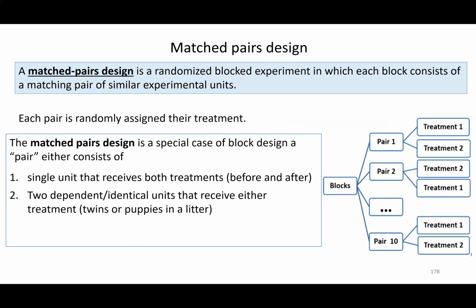So then there is a special case of the randomized block design. It's called matched pairs design. And chances are you might have heard of this particular design, whether or not you've used it. So matched pairs design is a randomized block experiment where each block has a matching pair. So there's 2 units in each block. And each pair is randomly assigned to their treatment.